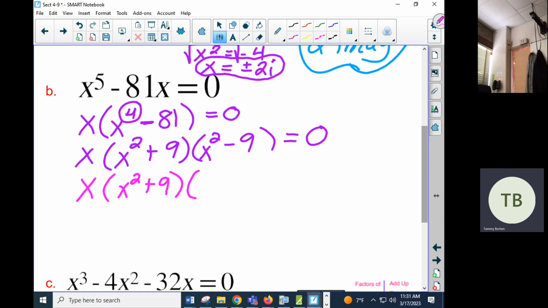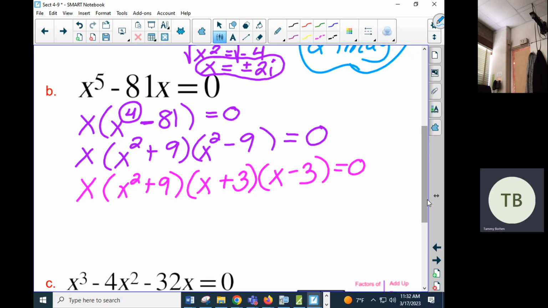Yes. So that one is difference of squares. I know it's difference of squares because this is squared, I have a subtraction, and I have a 9. So what I'm going to do is go X plus, X minus. For the 3, you put the square root of that here and here, and the square root of 9 is 3.